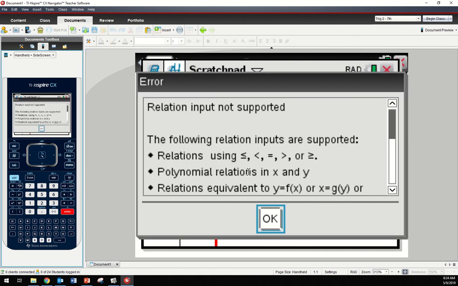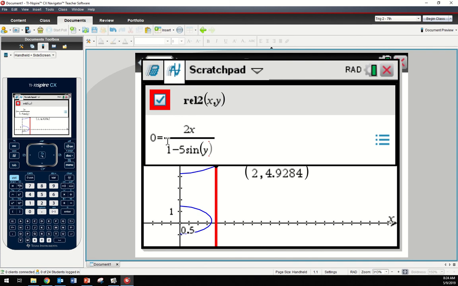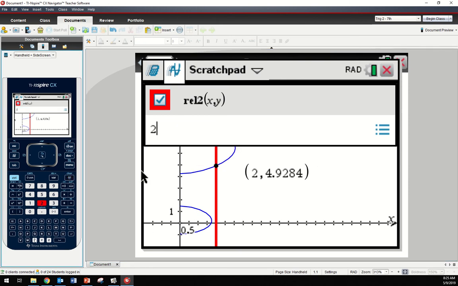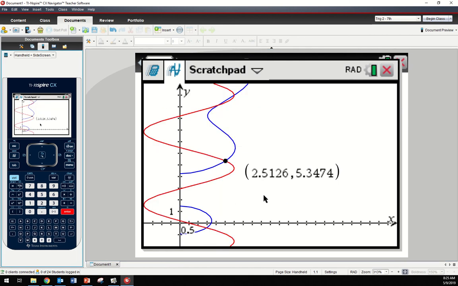Because of this, I have an issue. We need to have an x equals or a y equals. So I'm going to change this. I'm going to say 2x equals 1 minus 5 sine of y. There we go. This is the derivative here. This is the graph of the derivative.